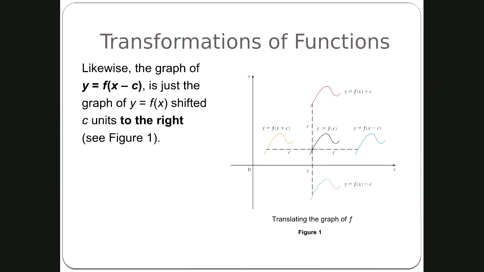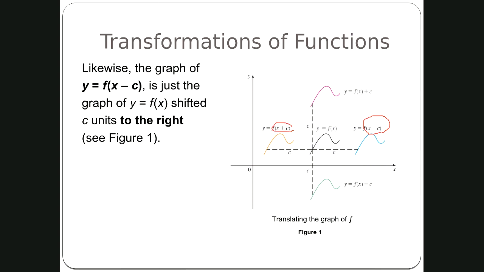Now, if I say y is f of x minus c, you can see the minus is in brackets. So this is a shift of c units to the right. This is a horizontal shift along the x direction, c units to the right. Take note, if it's negative, you go to the right, and if it's positive, you move to the left horizontally. And you can see in this sketch here, when it's minus, we move to the right. When it's plus, we shift to the left.